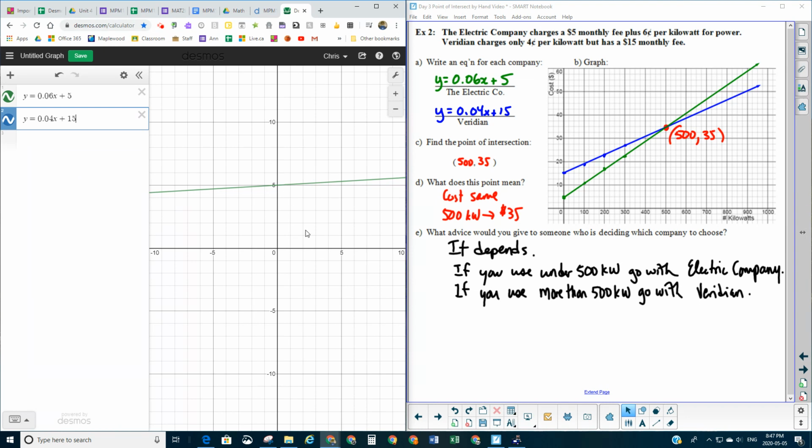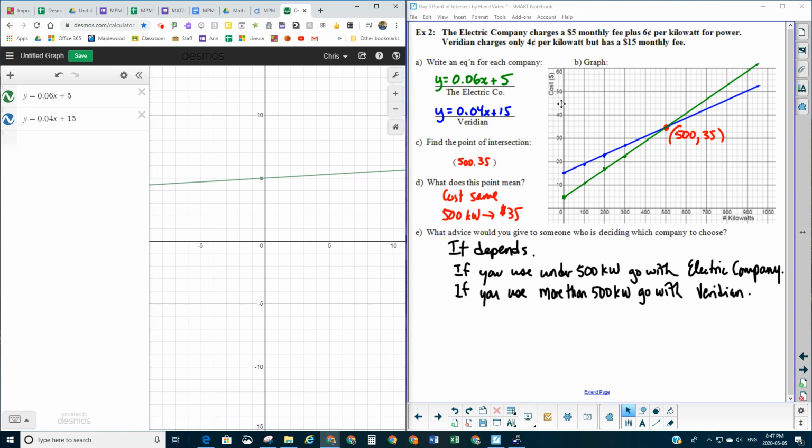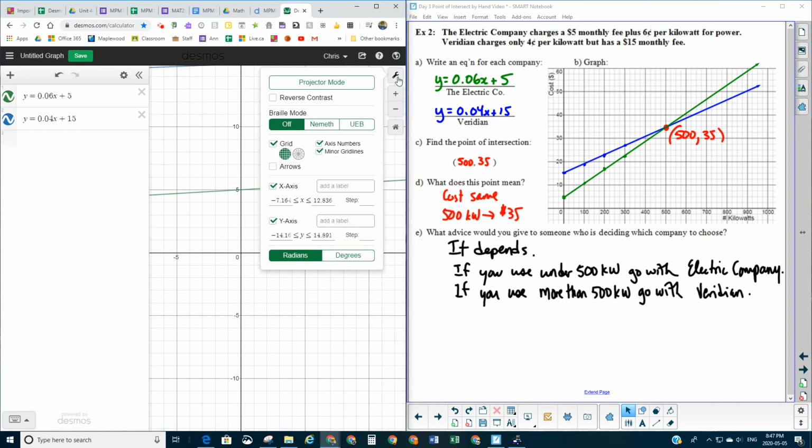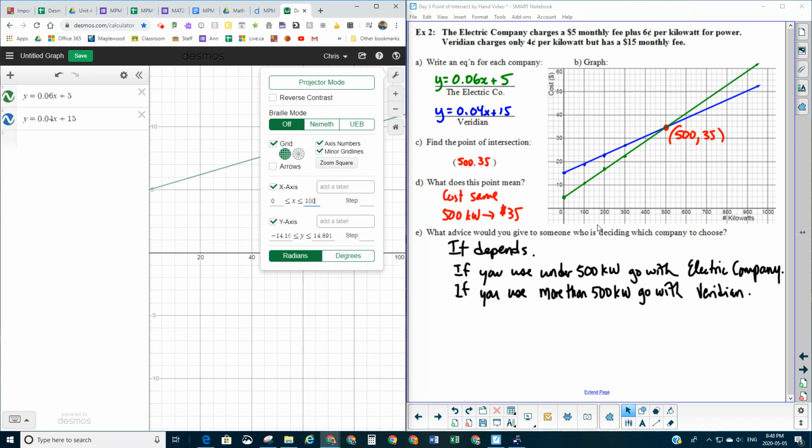So what's going on? Well, that's because my graph is just a basic Cartesian plane. We want to make the graph look more like this. So we can do that by going to settings. And down here in the x-axis, you can put a low point and a high point. So I'm going to start at 0. My x-axis goes from 0 to 1,000. And the step is how many times I see it tick. So let's go up by 100. You see how that's going up by 100s?